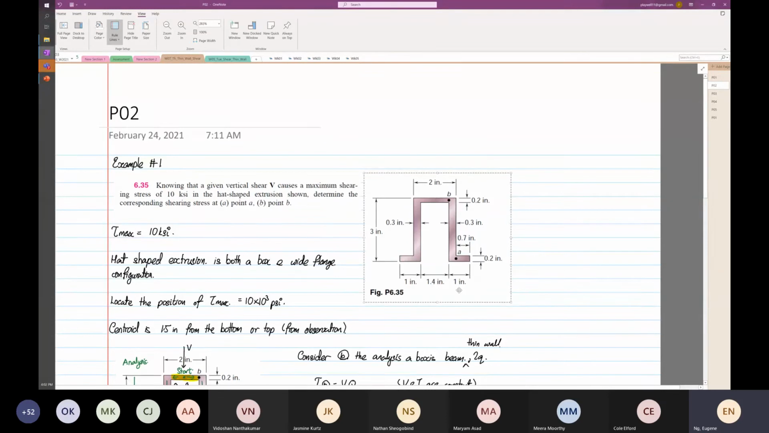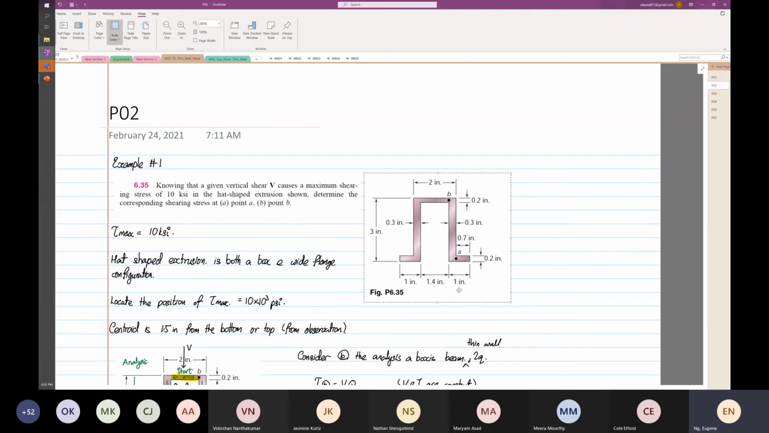Box beam? Yes or no? It's a combination of both. Okay, that's why. So with this example, you are able to see how to apply this in either a box beam or wide flange. Okay, any questions, please? Anyone? No? Okay, good.